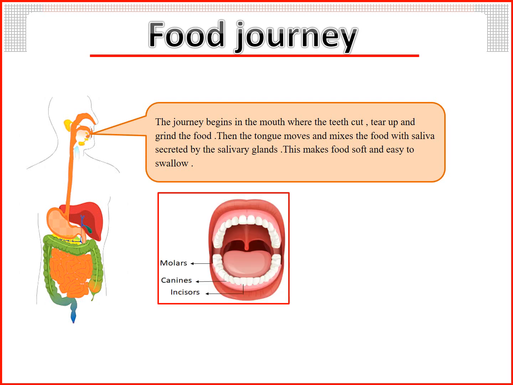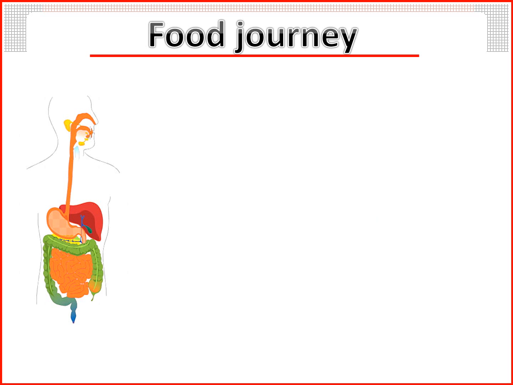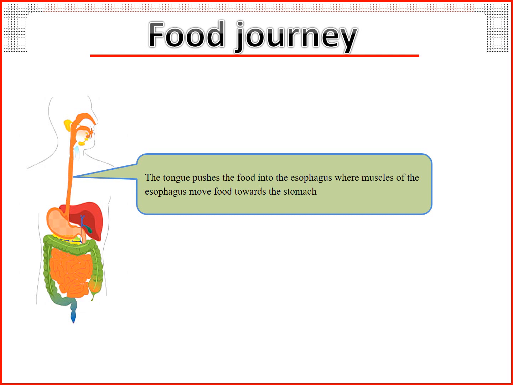We know that in mouth we have incisors, canines, and molars. The incisors cut the food, canines tear up food, molars grind food. The tongue pushes the food into the esophagus, where muscles of the esophagus move food towards the stomach.